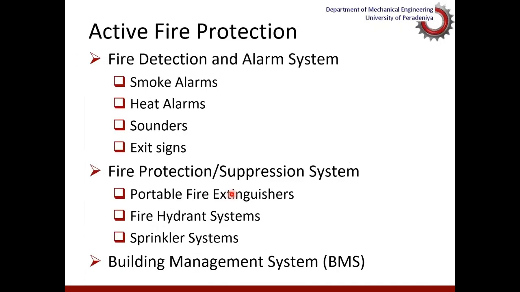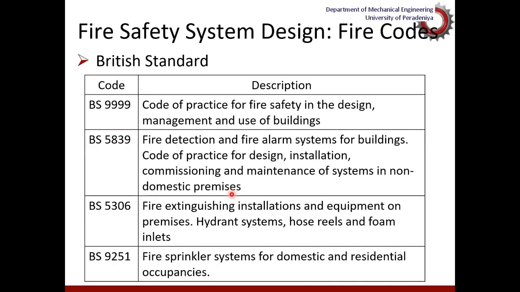So in order to design a fire safety system, we usually follow certain international standards, like in any other design exercises. So usually for fire system design, we use British standards, BS codes. So these are some of the BS codes that can be used for design of different systems. For example, this BS 9999 is for safety in design, management and use of buildings. And 5839 gives us fire detection and fire alarm system design for buildings. And 5306 tells us about the fire extinguishers and so forth. And that is the British standard.